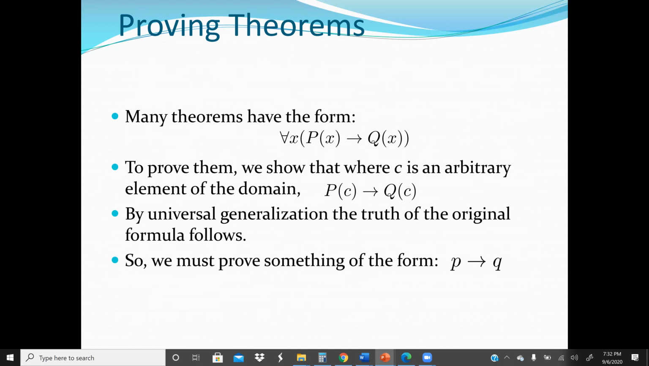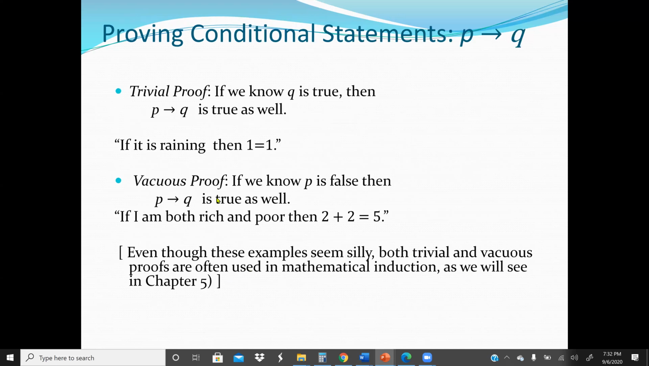Can be any. So here, by universal generalization, the truth of the original formula follows. So again, we must prove something of the form P implies Q. So here we say if we know Q is true, then P implies Q is true also. And we have this already in the truth table.